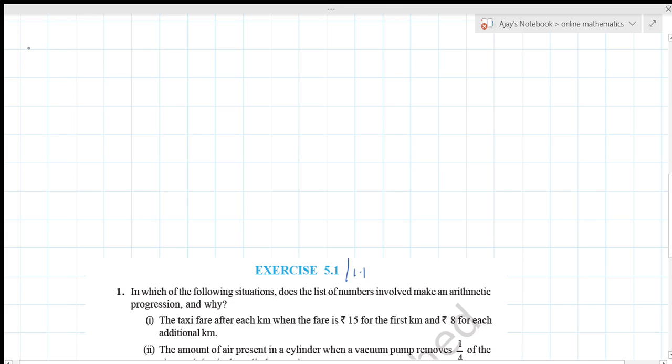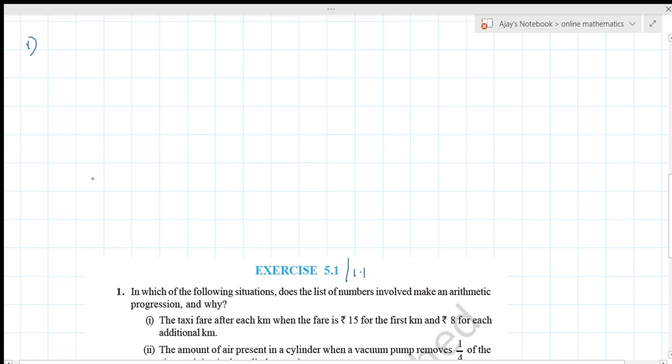The first question says, in which of the following situations does the list of numbers form an arithmetic progression, and why? Keep one point in your mind: an AP is nothing but a series of numbers where each number is obtained by adding a fixed number.